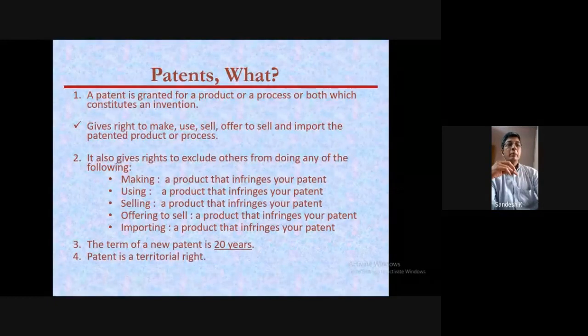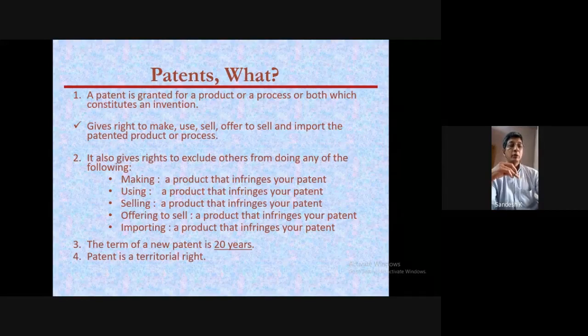Number two, it gives them rights to exclude others. This is most important. This is the principle for all the other categories in IPR also. Making it, that means you are preventing others from manufacturing this product. So it infringes your patent. Next, second one is using the product. Somebody else is using your product, you can prevent them. Somebody else is selling them, so you can prevent. Offering to sell, yes, definitely. If somebody is selling your own product to you, how can you sit quiet. Then importing, I've explained already.